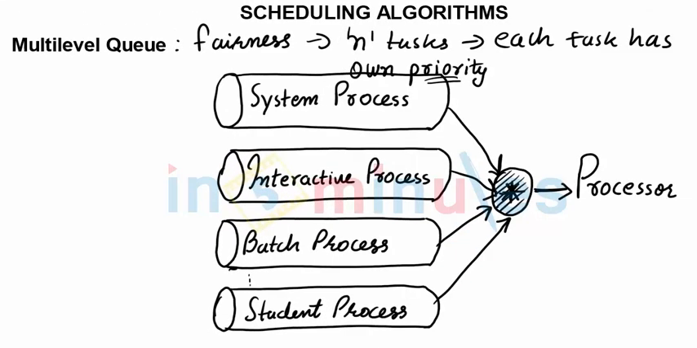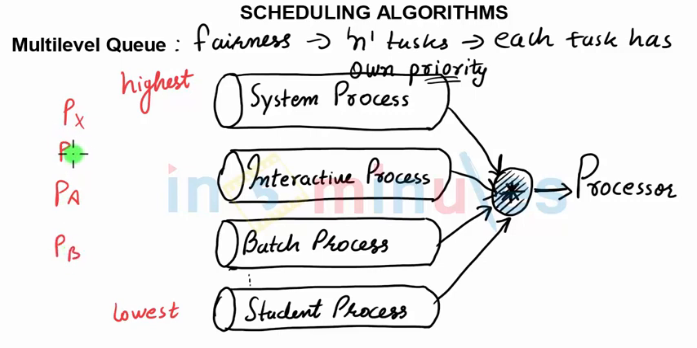The basic working of multi-level queue would look something like this. Each queue has a different priority and a different importance. Consider the system process having the highest priority, and the student process, being the user process, having the lowest priority. The phenomenon is pretty simple. Each process coming from a different part of the system would enter a different queue depending on who they are.